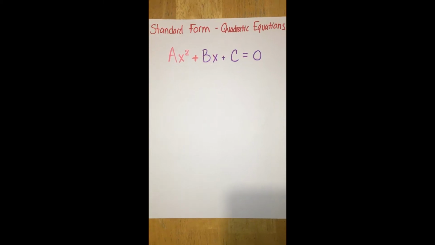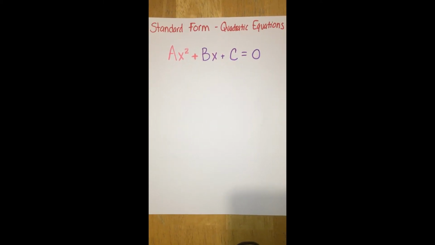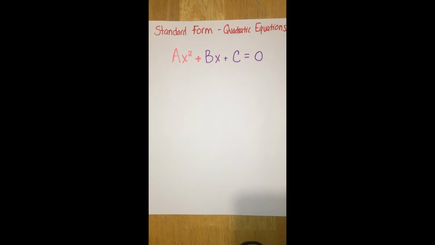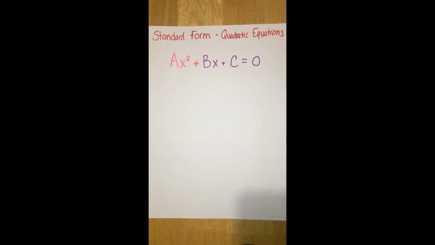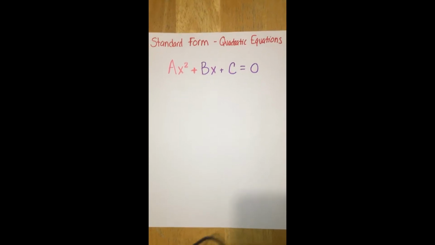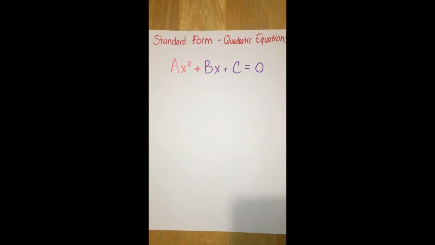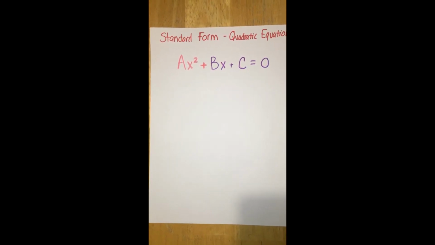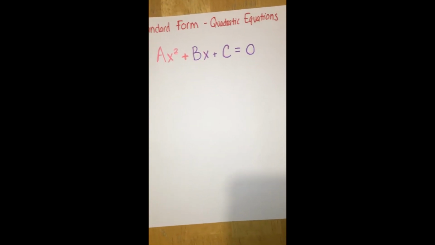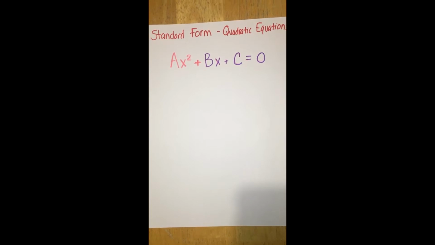Okay, we're going to take a brief detour from trinomials to talk about quadratic equations. So the first thing you really got to know about quadratic equations is writing it in the standard form. The standard form for quadratic equations is always going to be ax squared plus bx plus c equals 0. So it's always going to be from greatest to least.